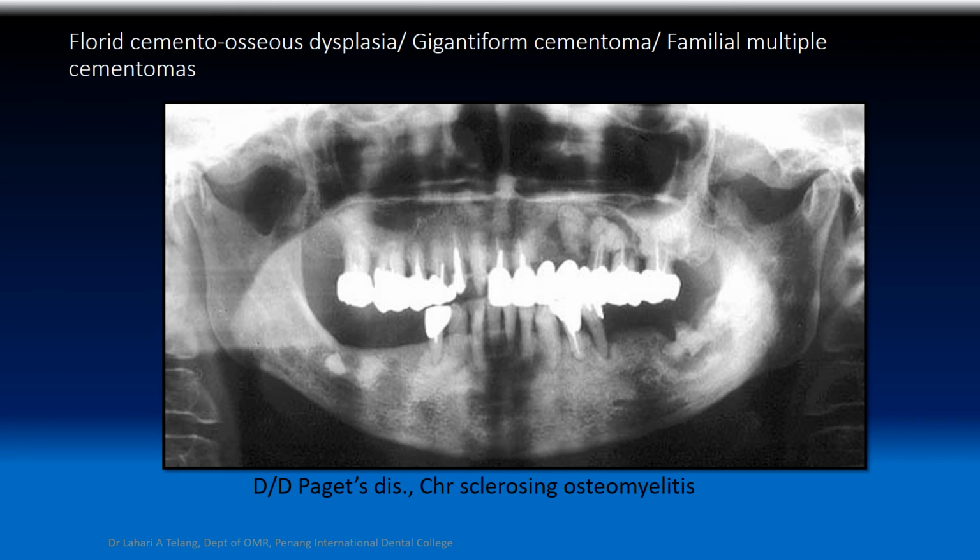The term florid cemento-osseous dysplasia, also called gigantiform cementoma or familial multiple cementomas, is given to the appearance where there are multiple areas of opacification seen. Again, this can involve multiple teeth of the jaws. The differential diagnosis would be Paget's disease or chronic sclerosing osteomyelitis.